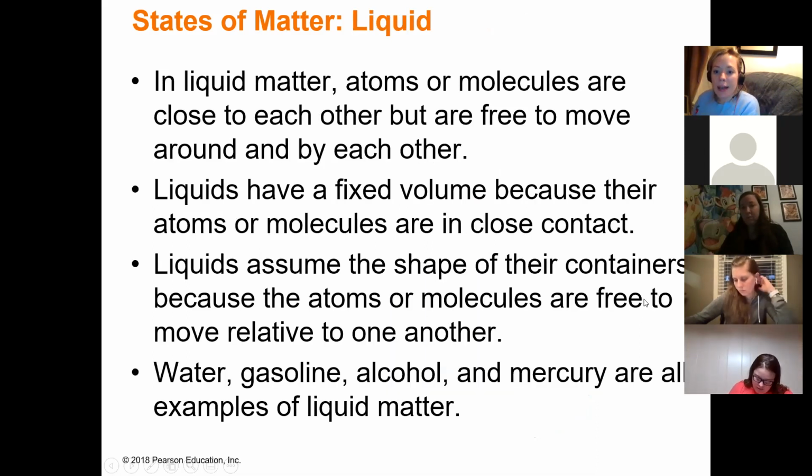So a liquid, right? We've added heat. Now the molecules aren't fixed. They're still in a small space though. So if I take 100 milliliters of water in a cup and I pour it into a graduated cylinder, it's going to still read 100 milliliters. Doesn't matter what container you put it in, it will have the same volume, but its shape changes, right? So if we put it in a beaker, it would be kind of wider. If we put it in a graduated cylinder, the water would be a little bit taller. Volume stays the same, the shape changes. Water, gasoline, alcohol, mercury, all examples of liquid.